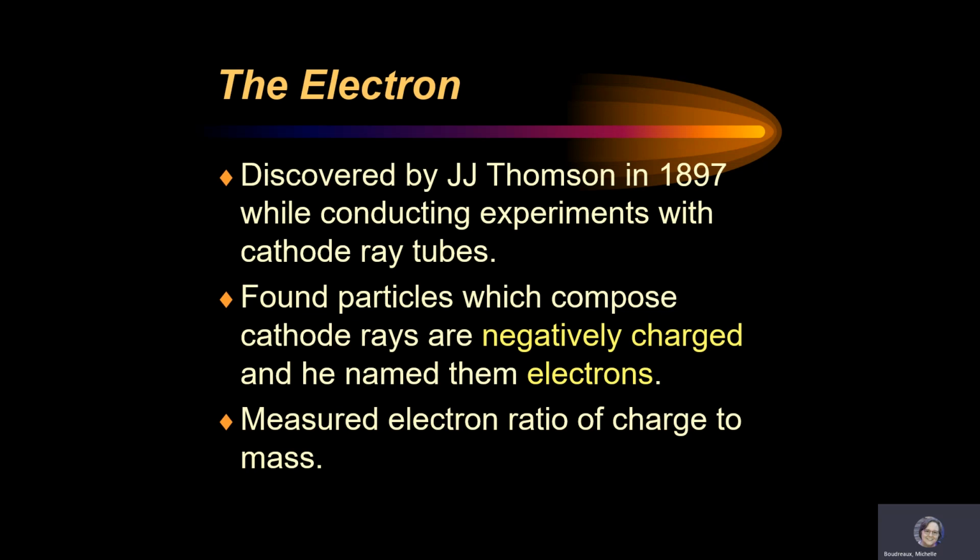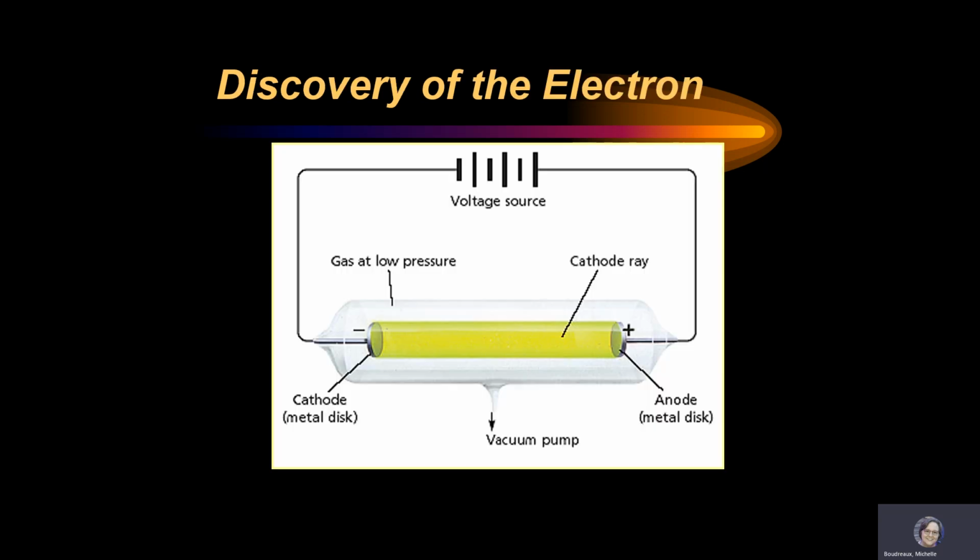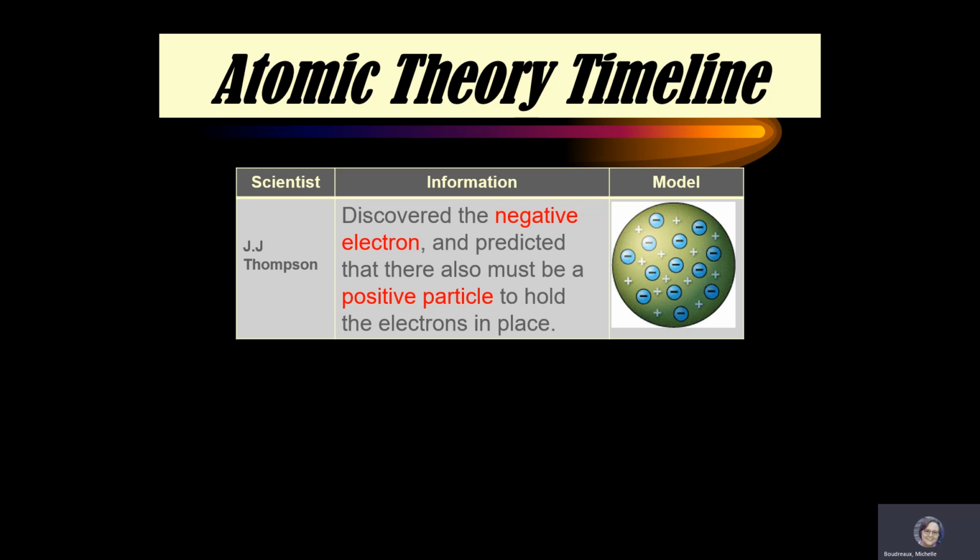So he called those electrons, since he discovered them using electricity. So negatively charged particles, electrons. J.J. Thomson was the first one to disprove Dalton's original theory. And he didn't measure the mass of the electron, but he measured something called the ratio of the charge of the electron to its mass. Someone later would discover the actual mass of the electron.